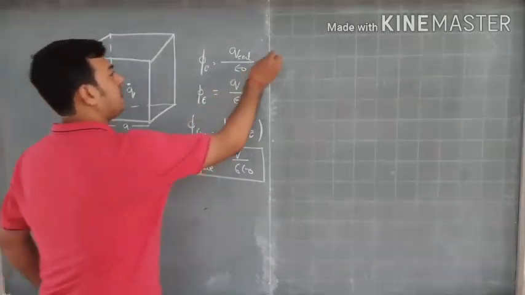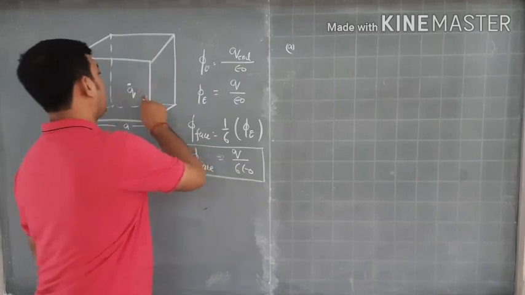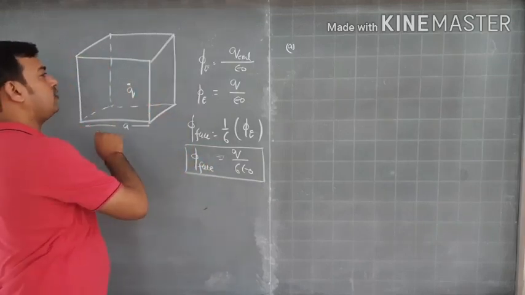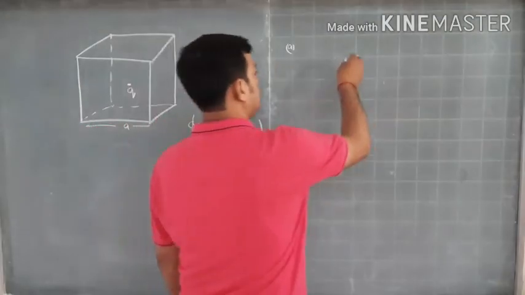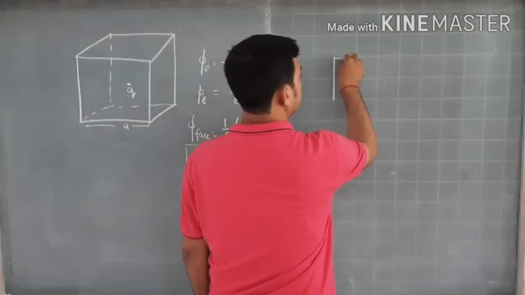Now what will happen if I place the charge not inside this cube but on the surface of this cube? So let us see here. This is my cube.